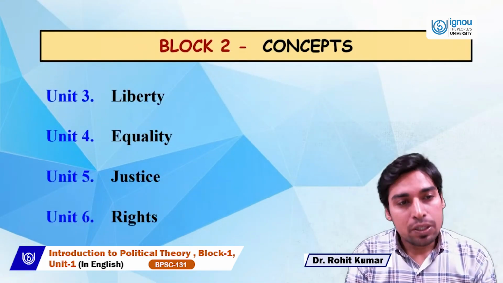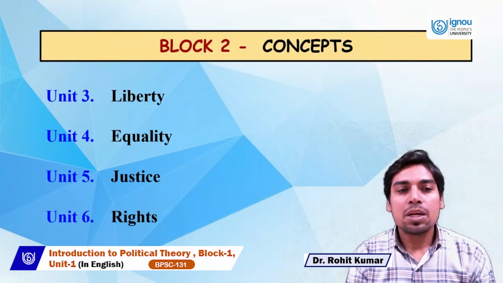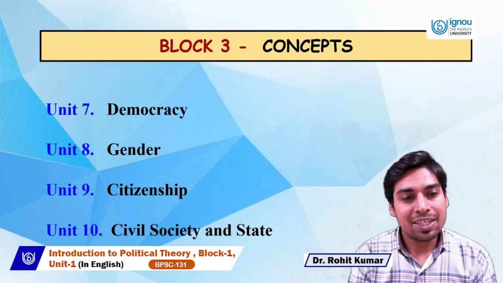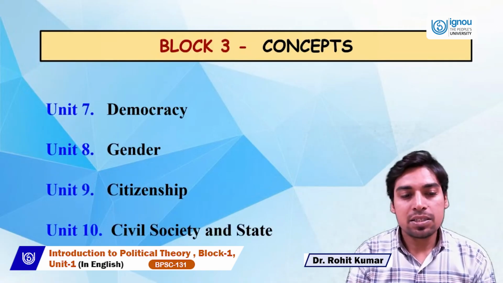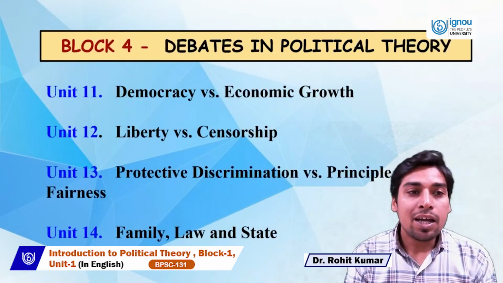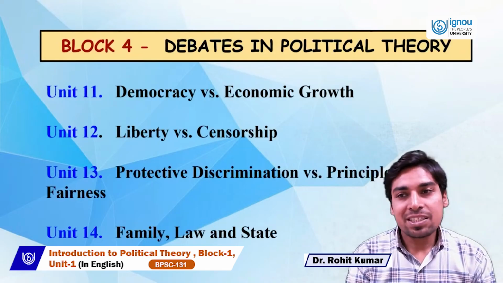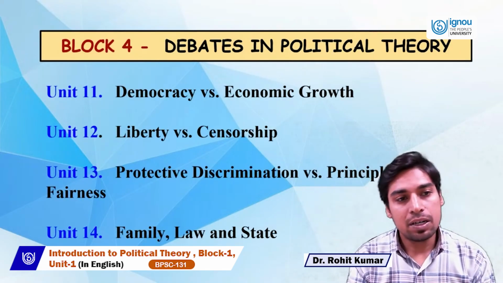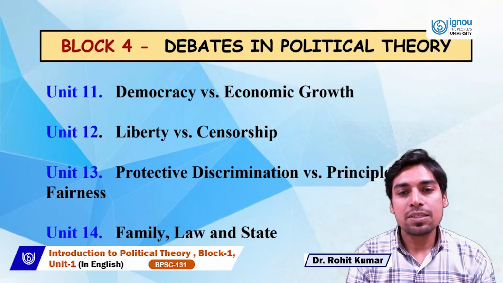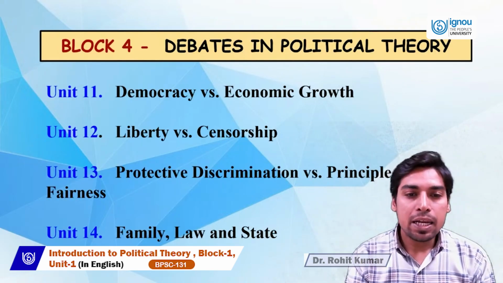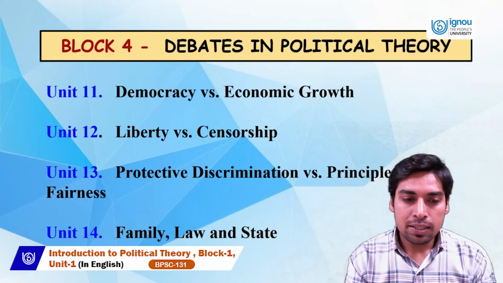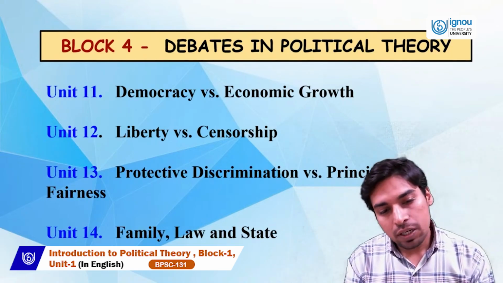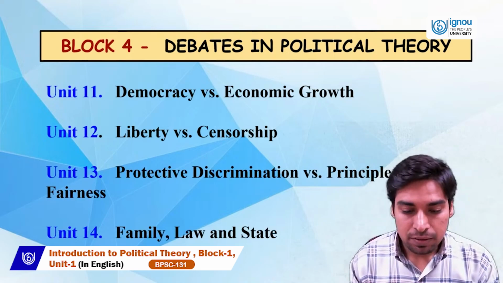There are some units in block 2. Some major concepts are liberty, equality, justice, and rights. And block 3: democracy, gender, citizenship, civil society, and state. And block 4, debates in political theory, is related to units 11, 12, 13, and 14. Number 11, democracy versus economic growth, and 12, liberty versus censorship. 13, protective discrimination versus principle of fairness. Unit 14, family, law, and state.